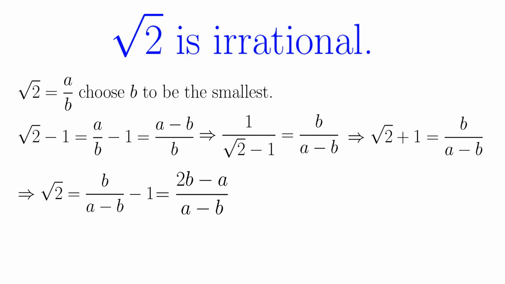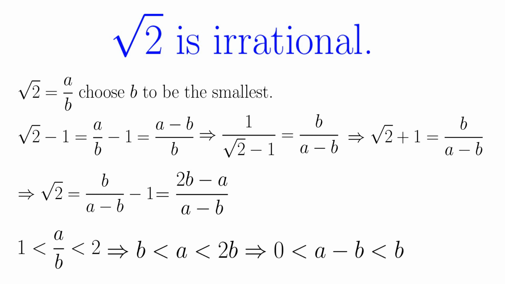So notice that we haven't really used any fact from number theory. All we did was a little bit of algebra. Now what I'm going to show is that in fact a minus b is a smaller denominator compared to b. And that fact can be obtained by noticing that square root of 2 is between 1 and 2. Clearing the denominator, we get b is less than a less than 2b, which means a minus b is less than b, and of course it is also positive, which means we were able to write down square root of 2 as a fraction with a smaller denominator, and that is a contradiction.